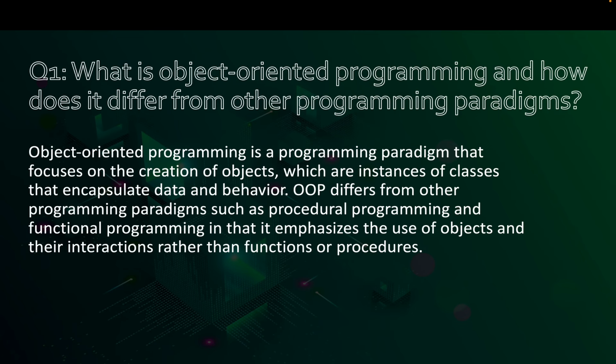What is object-oriented programming and how does it differ from other programming paradigms? Object-oriented programming is a programming paradigm that focuses on the creation of objects, which are instances of classes that encapsulate data and behavior. OOPS differs from other programming paradigms such as procedural programming and functional programming in that it emphasizes the use of objects and their interactions rather than functions or procedures.